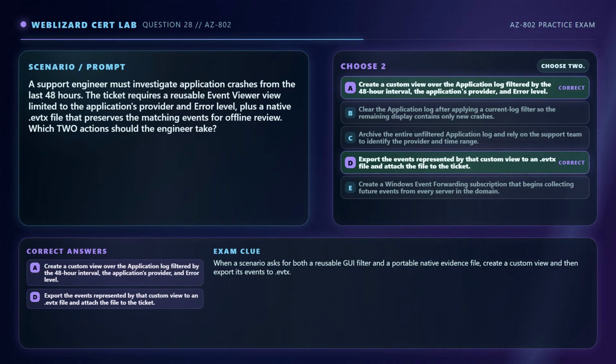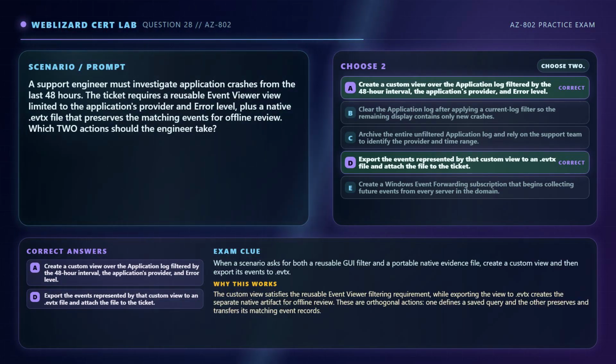Option A. Create a custom view over the application log filtered by the 48-hour interval, the application's provider, and error level. Option D. Export the events represented by that custom view to an .evtx file and attach the file to the ticket. The custom view satisfies the reusable event viewer filtering requirement, while exporting the view to .evtx creates the separate native artifact for offline review.